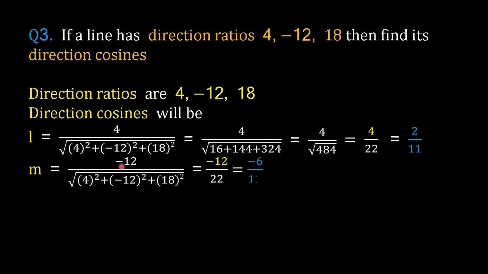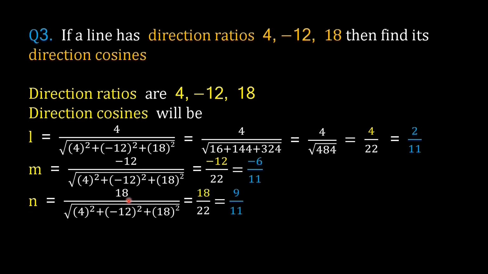m will be minus 12 by square root of 4 squared plus minus 12 squared plus 18 squared. That will be minus 12 by 22, which will be minus 6 by 11. So m is minus 6 by 11. n will be 18 by square root of 4 squared plus minus 12 squared plus 18 squared, which will be 18 by 22, that is 9 by 11. So the direction cosines of the line will be 2 by 11, minus 6 by 11 and 9 by 11.